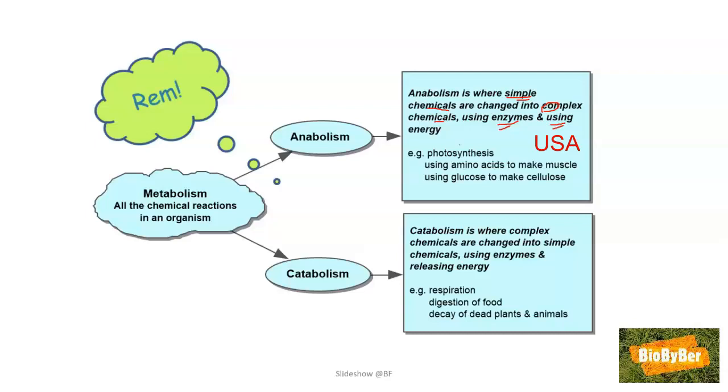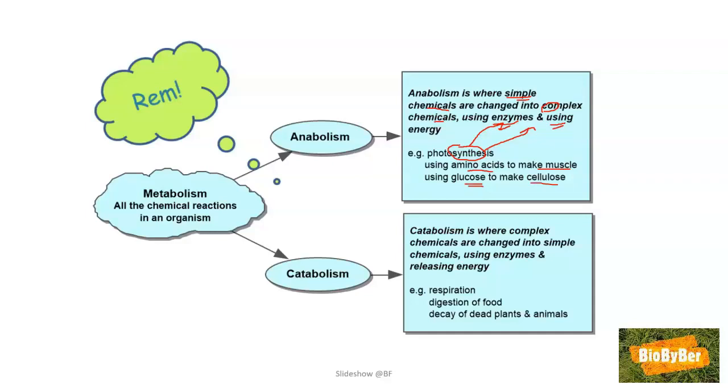Examples of anabolic reactions were photosynthesis, because we are taking simple chemicals, the ingredients, carbon dioxide and water, and changing them into a complicated chemical called glucose, using enzymes and using the energy of the sun. So you can see how it is a case in point for the definition of anabolism. Another example of anabolic reactions is taking amino acids, simple subunits of protein, to make muscle protein. You might have heard of anabolic steroids taken to build muscle. Another anabolic reaction is taking simple units of glucose to make the more complicated polysaccharide called cellulose.